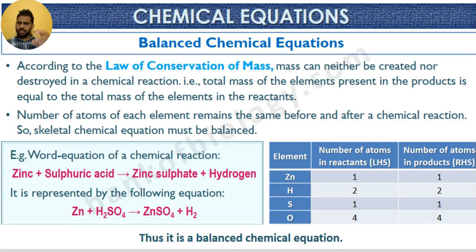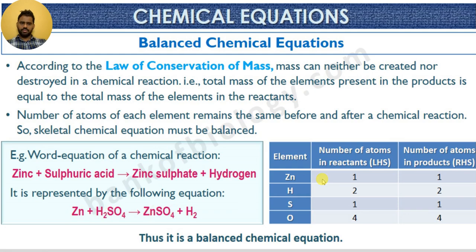So that is why, in order to fulfill this law of conservation of mass, balancing is carried out, and balancing is important. The number of atoms of each element remains the same before and after a chemical reaction. So a skeletal chemical equation must be balanced. The word equation of a chemical reaction is zinc plus sulfuric acid gives zinc sulfate plus hydrogen. It is represented as Zn plus H2SO4 gives ZnSO4 plus H2. So this is a balanced equation.